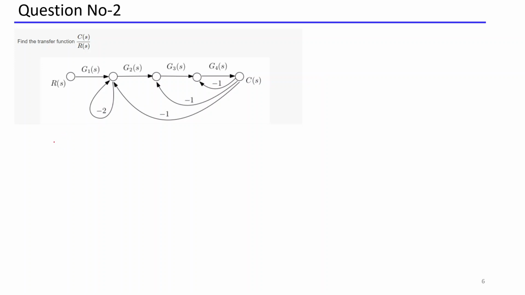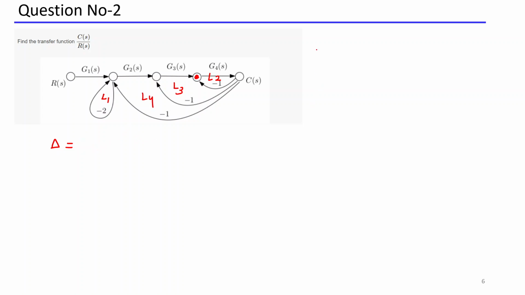So can anybody write down directly how much delta is? Individual loops, how many individual loops are there here? You have to find loops, meaning at which node you start and reach the same node. Let me identify: this one is L1, this one is L2, this one is L3, this one is L4. There are 4 loops. I can see 4 loops are there.